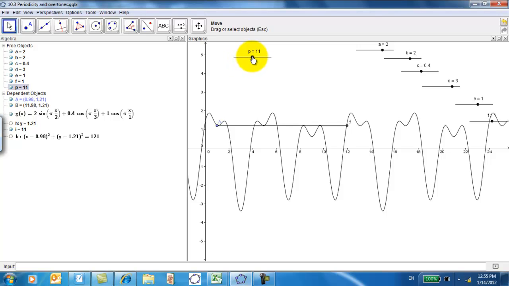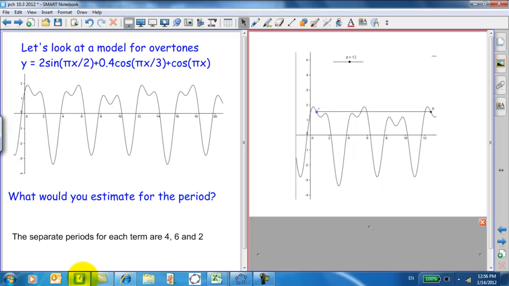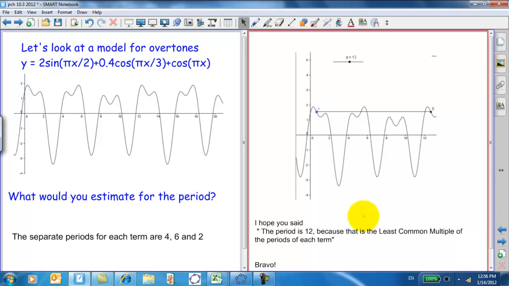Got to crank it all the way up to 12. There, 12. And now see, it goes from peak to peak. These two peaks are not one full cycle, because you've got this coming down like this again. So there it is. It's got a period of 12. Let's get back to the notes, and let's see if you guessed that. The period is 12 because that is the least common multiple of the periods of each term. So bravo.